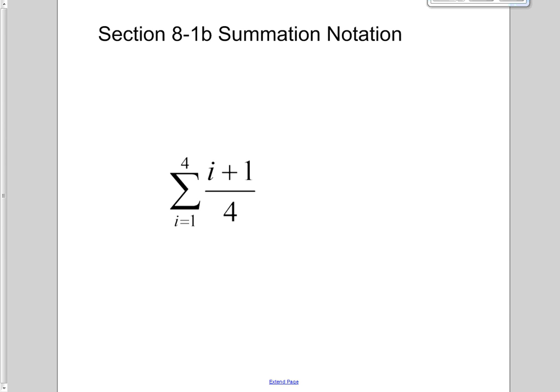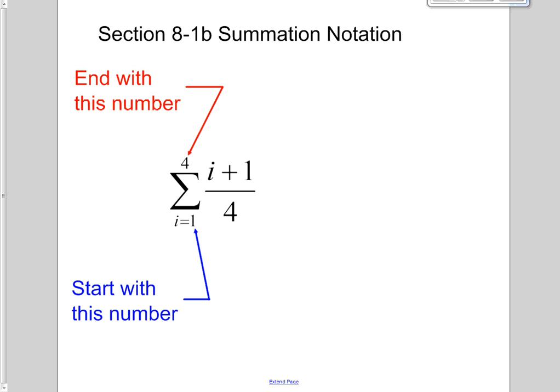So next we're going to take a look at summation notation. The idea here is that we've got this big Greek letter sigma right here that tells us that we're going to be adding things up. We've got i equals 1 on the bottom, and that tells us where we're going to start our summation.